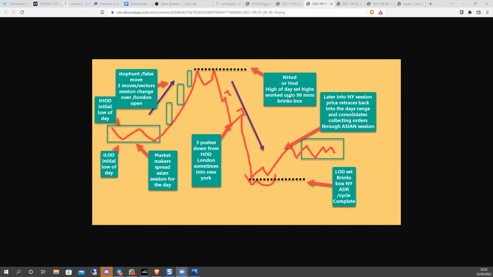We had a new high of the day, the dealer set the highs and worked them for around 90 minutes around the Brinks box. Dealer then makes 3 pushes down from the high of the day in London, sometimes into New York, makes a new W. So this is our M, our A, and our W. Then he makes a new low of the day in New York, which is probably equal to 1 intraday cycle. Cycle is complete. And then we have our New York reversal, price retraces back into the range of this cycle here, and then consolidates back into the Asian session.